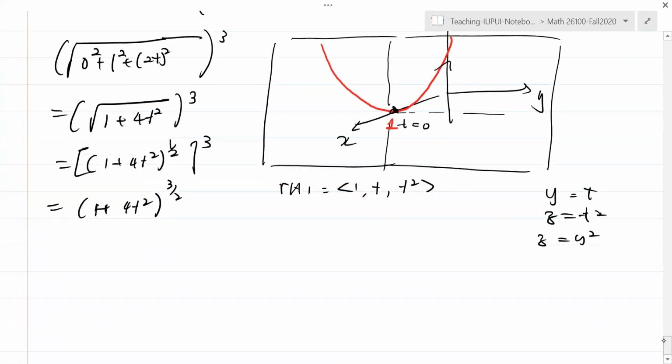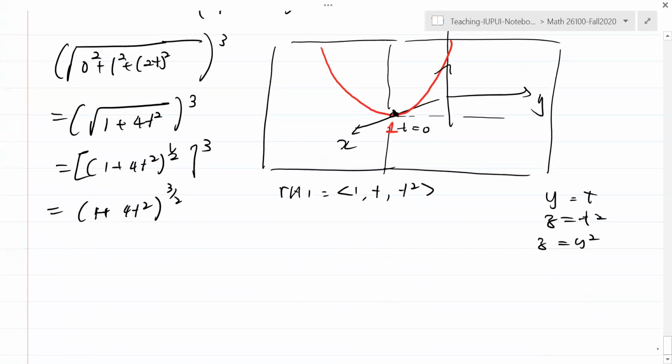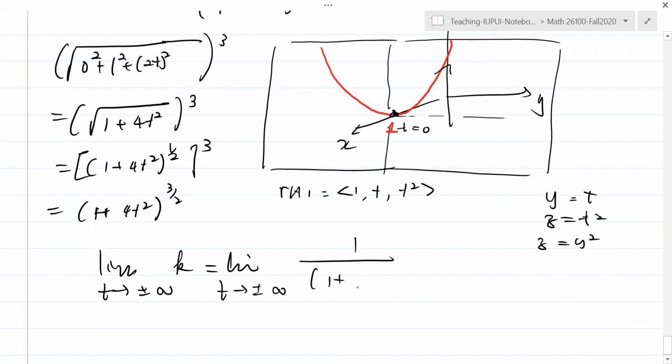You see that when t approaches plus or minus infinity, the curvature approaches 0. Clearly it's 0. If you fly along this parabola and go to infinity, you will see that the parabola becomes more and more like a straight line. A straight line has curvature 0. You don't see its curve, but nearby the starting point, t equals 0, it is indeed a curve.